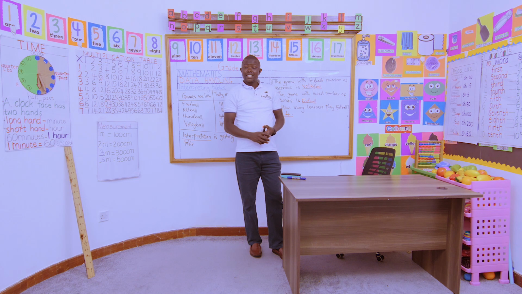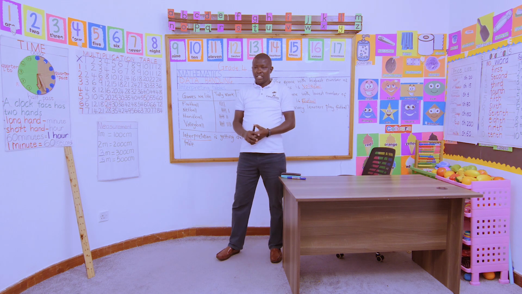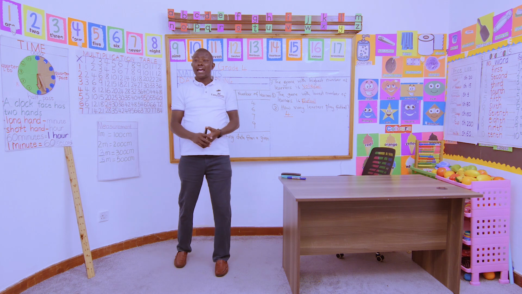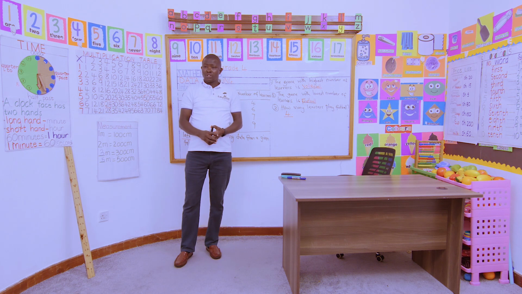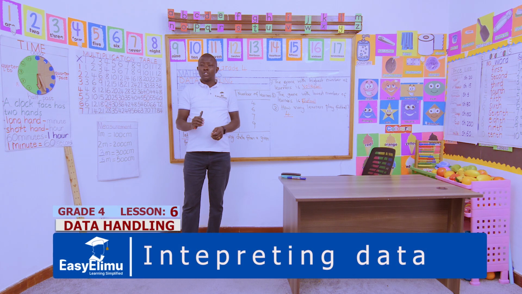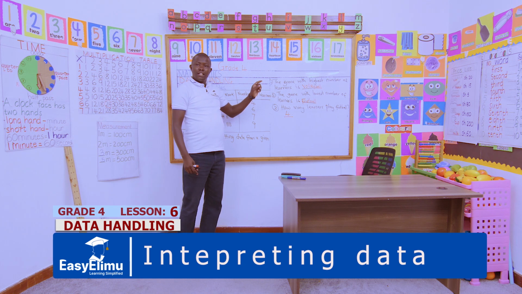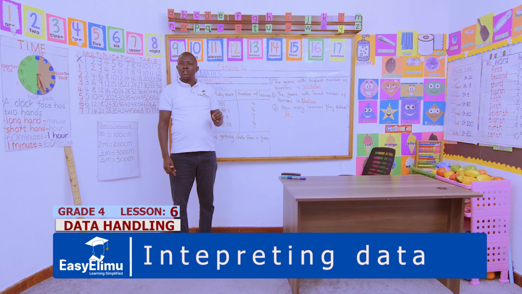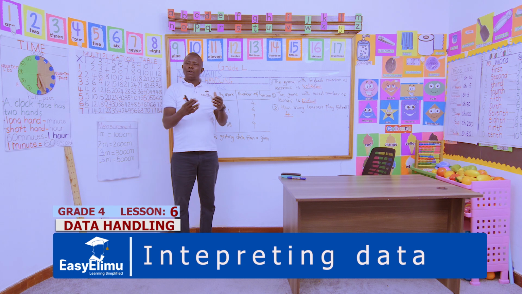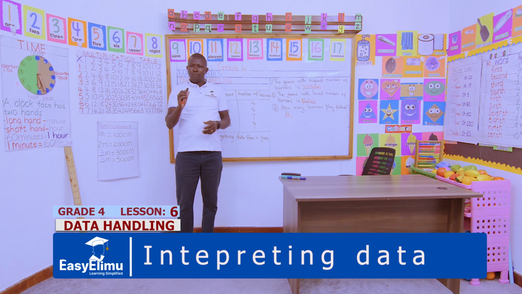Now, a task for today. Do you remember when we were recording the color of vehicles passing by our school in our previous lessons? Now, use the same information and come up with 3 questions. The first question will be the color of vehicles with the highest number. Was it white? Was it blue? Was it red? Or silver?